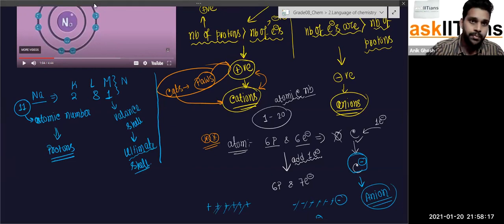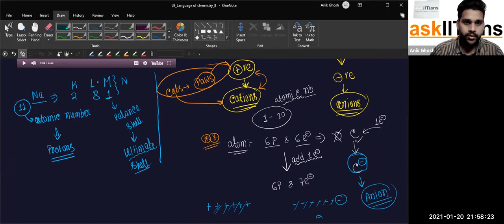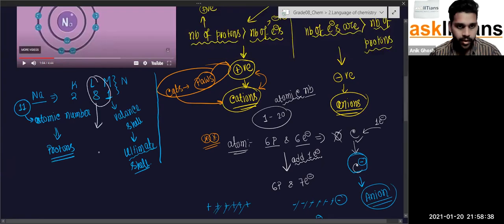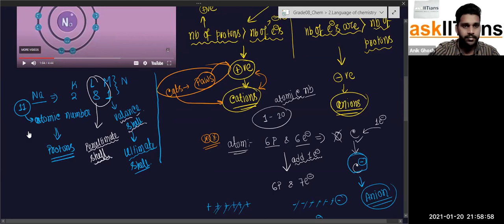Let me show you which one is the penultimate shell for sodium. I think you got it, right? The L shell over here is the penultimate shell. So someone may ask you this question: what is the number of electrons present in the penultimate shell of sodium? So it would be 8, isn't it? Now, the ultimate shell is the valence shell only, right? The valence shell and the ultimate shell are just the same, isn't it? Now let's get back to the video.